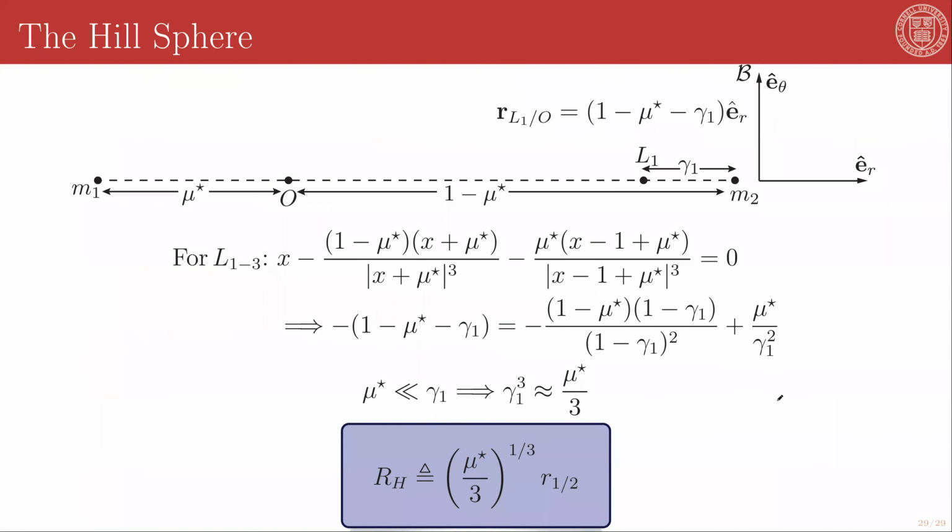For our last application of the circular restricted three-body problem dynamics, we will take a closer look at L1, the Lagrange point lying between the two primaries M1 and M2. We will define a parameter gamma 1, which is going to be equal to the distance between L1 and the second primary M2, which allows us to write the position of the Lagrange point L1 with respect to O, the barycenter of M1 and M2, as 1 minus mu star minus gamma 1 in the e hat R direction, the radial direction of the rotating frame defined by the three-body system.